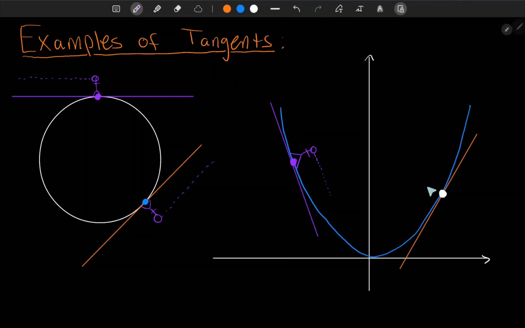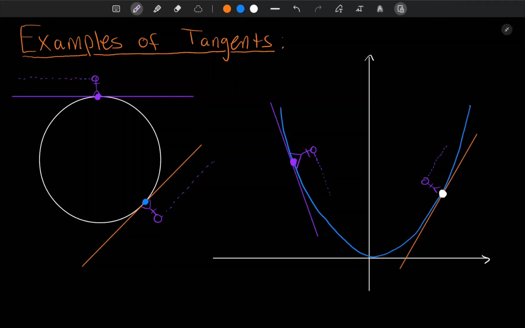Similarly, we can consider this white dot here. Again, we draw a person standing above the dot, let's draw them a bit smaller, and we have them look exactly straight. Then we draw a line which passes through the white dot and is parallel to this purple dotted line. When we do that, we find this orange line. So both the orange and purple lines are tangents to this parabola.